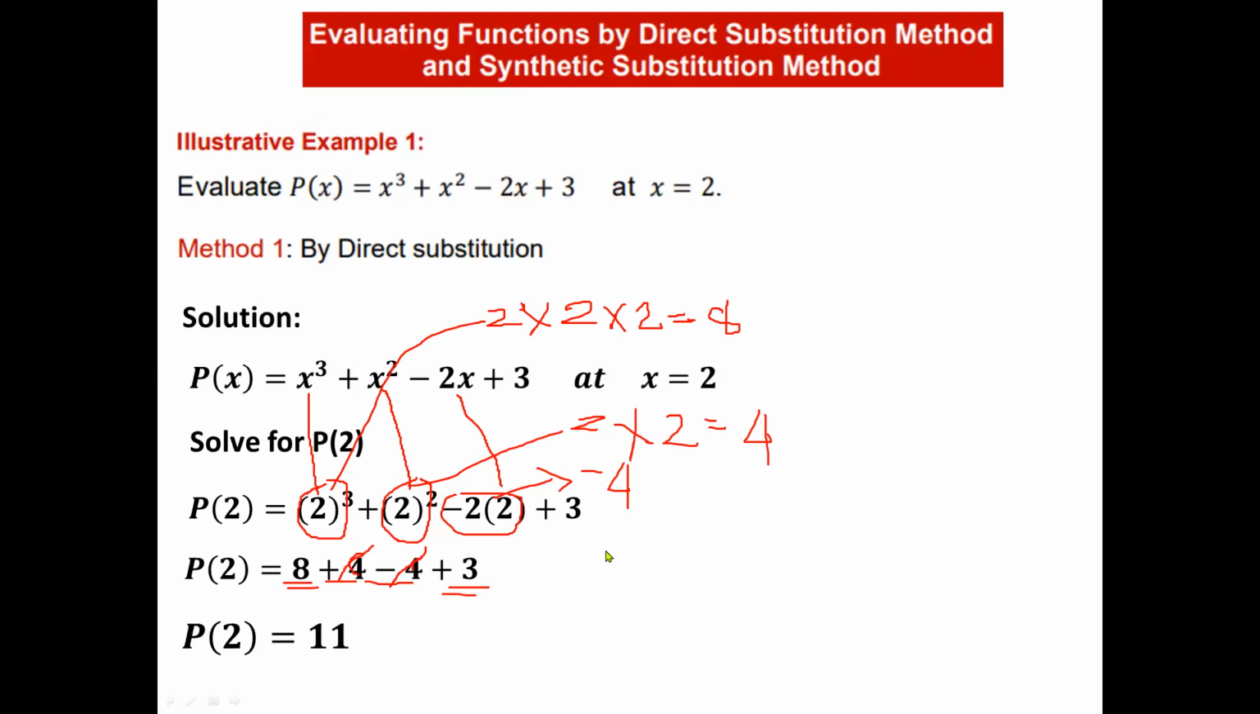So, ganyan lang kadali yung substitution method. Lahat lamang ng x, kung x ang variable na ginamit natin, ay papalitan lang natin ng kanyang indicated value. Klaro ba anak ang example number 1? Yung ibinigay ni teacher? Okay, so let us proceed to another example. Same example but different method. I will be teaching you now the synthetic substitution method.